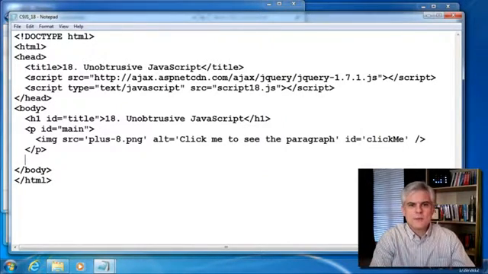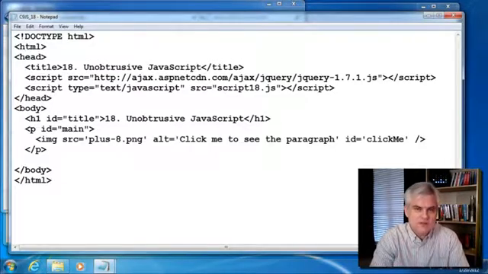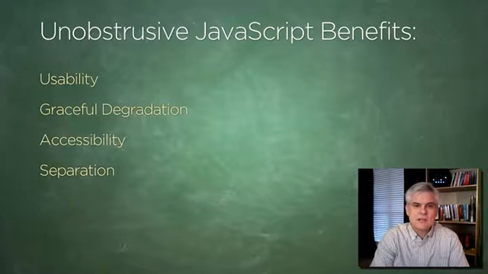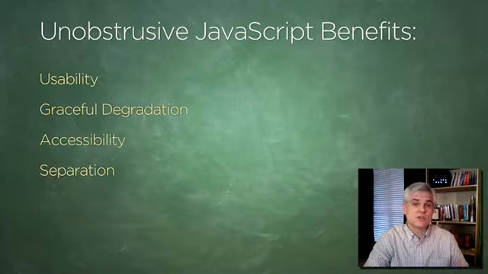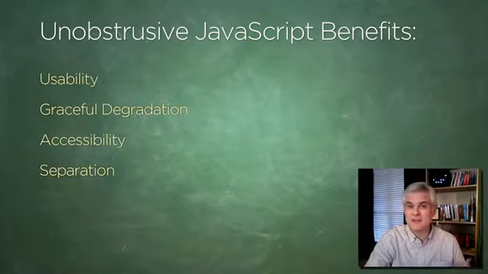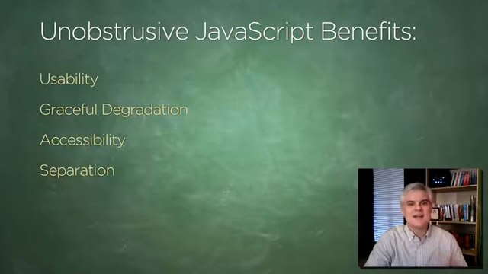There's a group called the Web Standards Project, and they describe 4 benefits of writing unobtrusive JavaScript. The benefits are usability, graceful degradation, accessibility, and separation. Usability is in regards to the fact that the script shouldn't call attention to itself. It should just work. Users should be using it without even thinking about it. Graceful degradation is kind of the other side of the coin, that if it doesn't work, then it should just fail silently and go away and disappear and never call attention to itself.